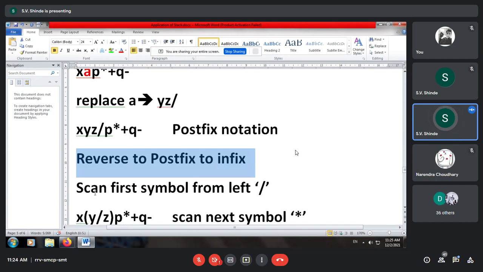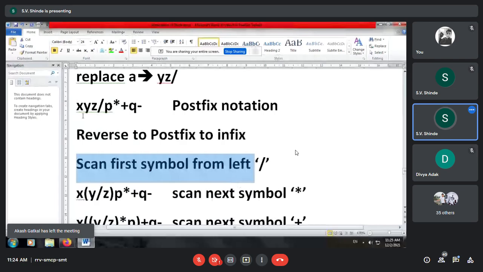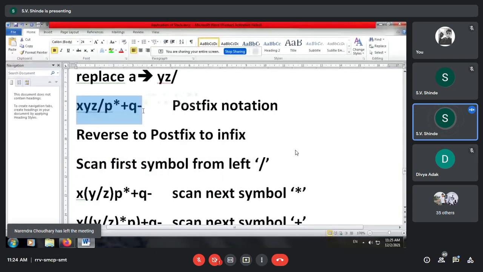Therefore, the method is to scan the first symbol from the left. So in this given postfix expression, we have to scan from the left, and the first symbol we find is the division. If you scan it, you'll find the division as the first leftmost symbol.